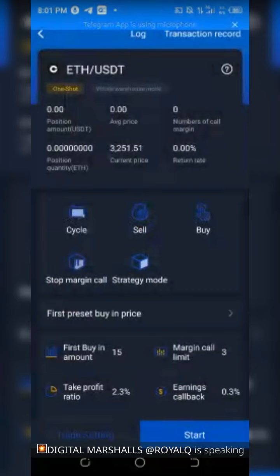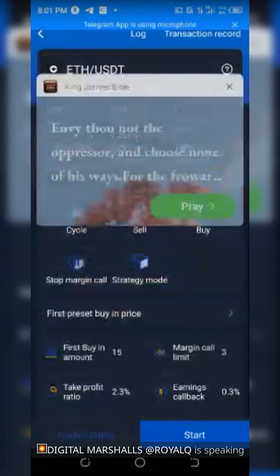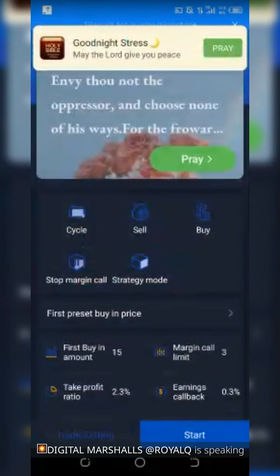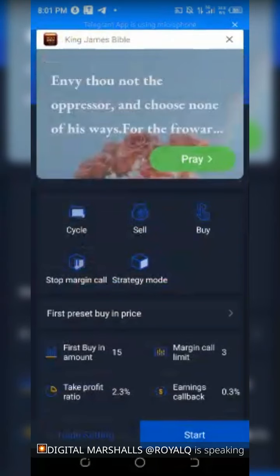So once it's buying for you, it will be lowering your average price and bringing it closer to the current price so that the market can quickly sell in profit for you and you move out of the market. So that's how we set a one-shot trade. That's how I set my one-shot trade.